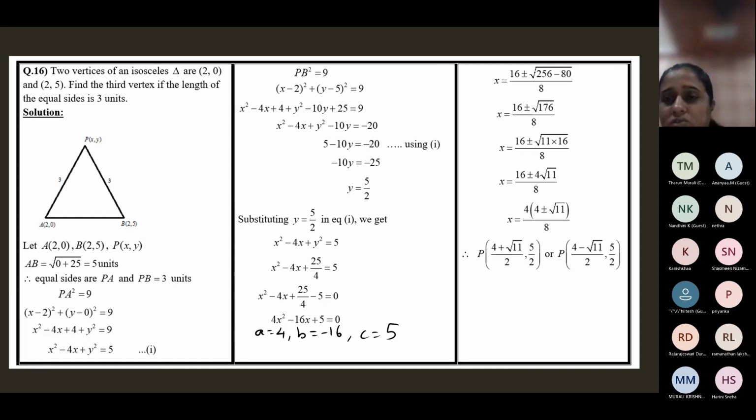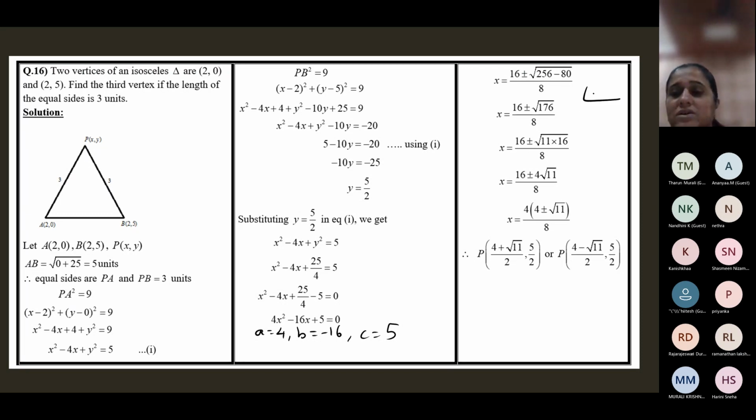Minus b plus or minus root of b². What is b²? 256. Minus 4ac: 4 into a into c, 4 into 4 is 16, into 5 is 80. Divided by 2a, meaning 2 into 4, 8. So work this out, you get 176.